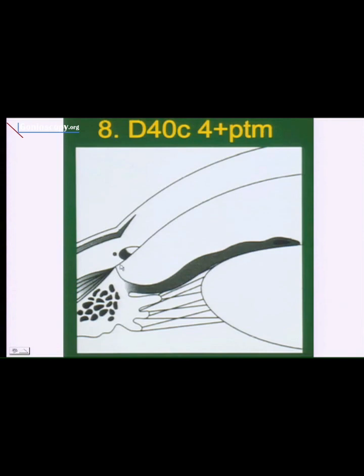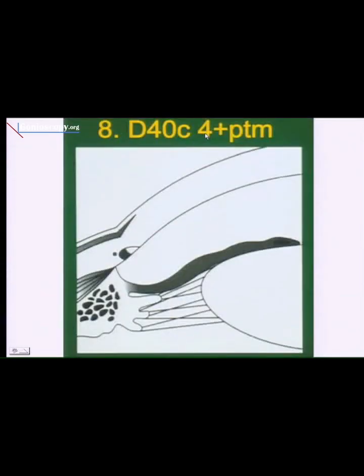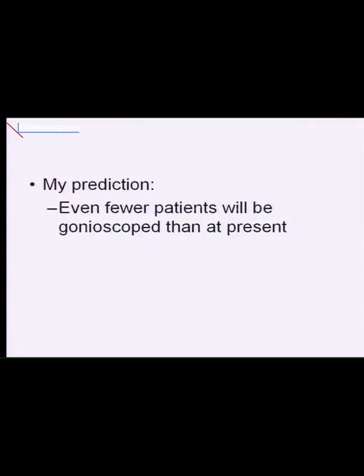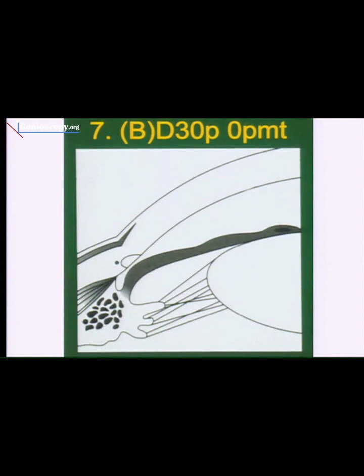So here is a D, and here, well, it's hard to say, maybe even more than a 40, maybe it's a 50. It's clearly a very deep angle, and the angle is posteriorly concave. And there is very dense pigmentation of the posterior trabecular meshwork, so it's a D40C with 4 plus PTM. So those are the two extremes of gonioscopy, the B angle.